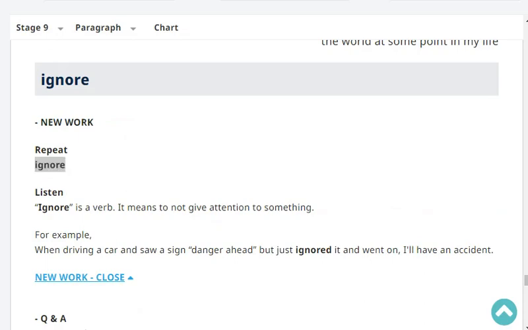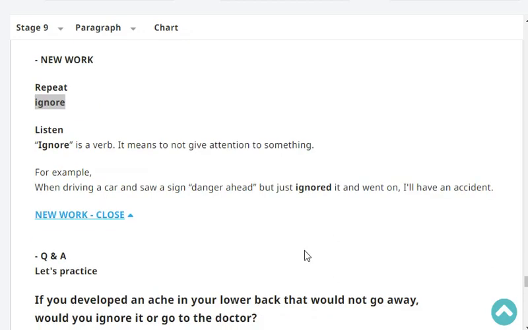Listen, ignore is a verb. It means to not give attention to something. For example, when driving a car and I saw a sign, danger ahead, but just ignored it and went on, I'll have an accident. Okay, let's practice.